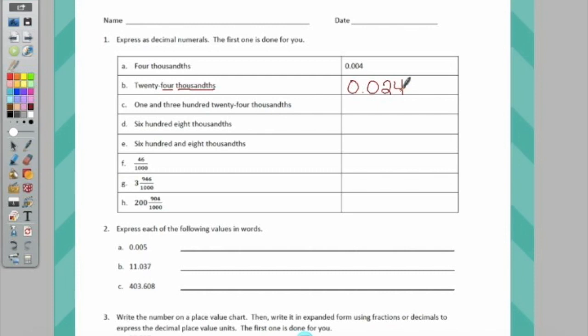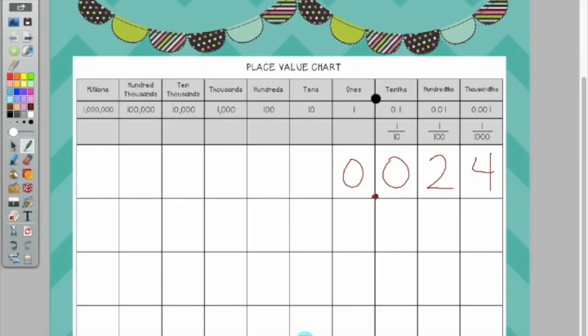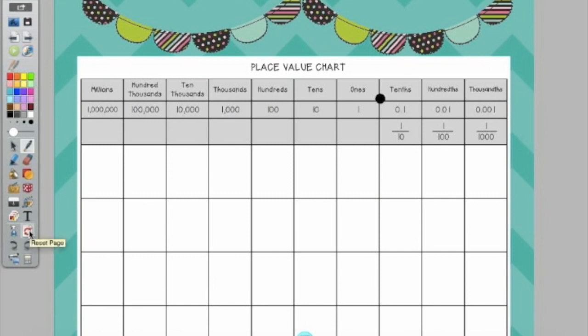The next one. Ooh, I think I'm going to highlight a word. And. 1 and 324 thousandths. So what's my place value at the end? Thousandths. And what's the last number I write? 4. Okay. So on the place value chart, put a 4 in the thousandths place. Read that to me again. 1 and 324 thousandths. Okay, so 324.